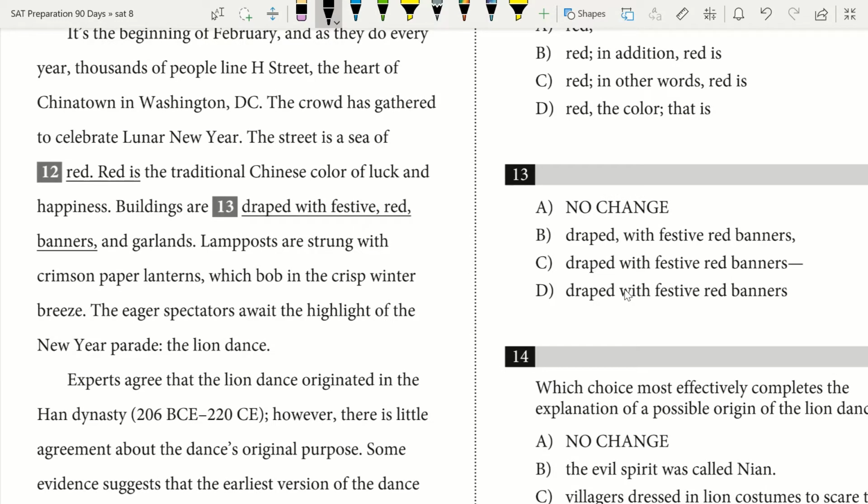Today I have an SAT writing tip for you that deals with commas between adjectives as well as commas between two subjects. I want to use question 13 from SAT practice test 8 to illustrate this tip and trick that you need to watch for when taking the SAT writing section.